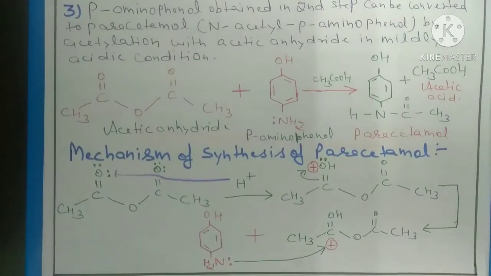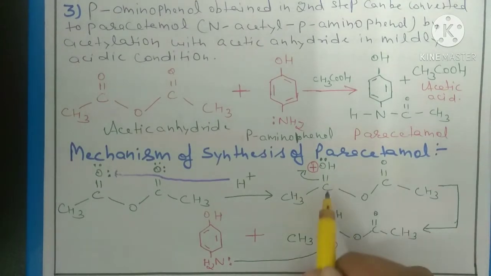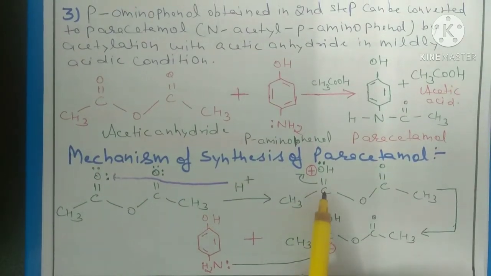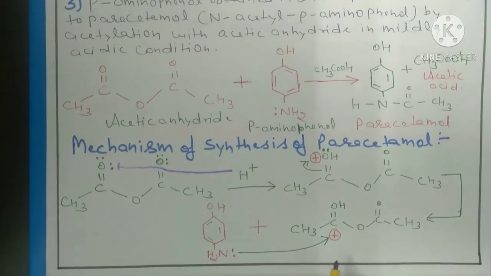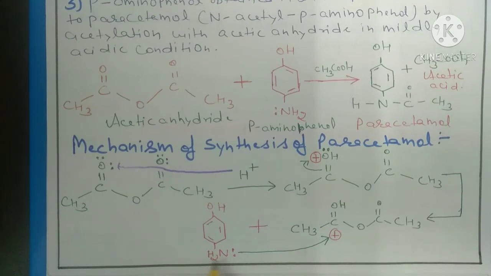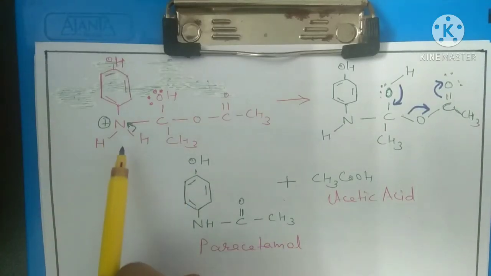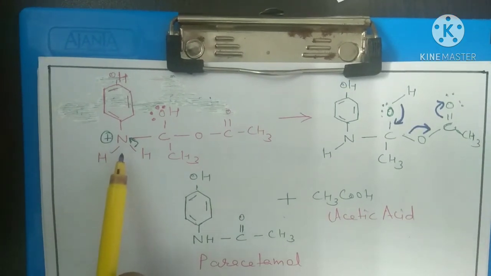Okay, now after giving its own electron to this oxygen, it itself gets a positive charge. Now this para-aminophenol will attack here, and this nitrogen carries two lone pairs. These two lone pairs form a bond with carbon, which is like this. Now this nitrogen will get a positive charge.